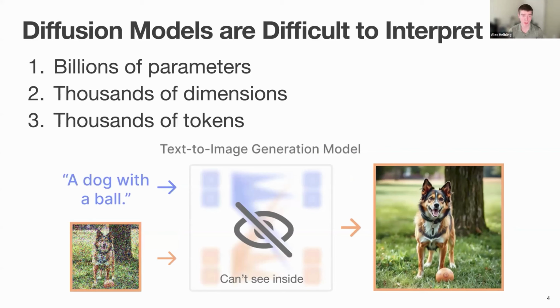And this is a similar story that you hear across a lot of machine learning and deep learning, where you have really big models, they have billions of parameters, their internal representations have thousands of dimensions, and you're processing thousands of image patches, pixels, tokens, etc. And all of these contribute to these models being black boxes that are really difficult to interpret. You can't really tell what's going on inside, and it's difficult, at least initially, to understand the internal mechanisms for how they work.